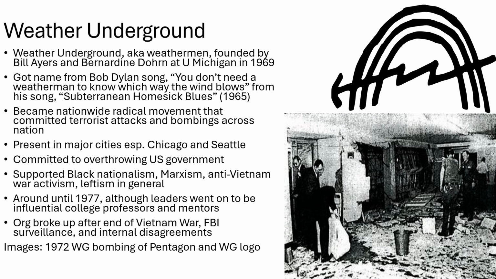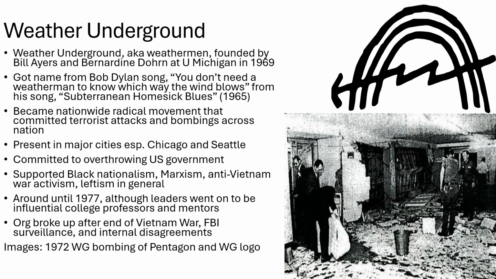And they got going at the end of the 1960s, but they were active into the 1970s. They were a nationwide radical movement that would commit terrorist attacks and bombings across the country. They were present particularly in the cities of Chicago and Seattle, and they were committed to overthrowing the U.S. government, and they supported a lot of left-wing, New Left causes, black nationalism, Marxism, anti-Vietnam War activism.